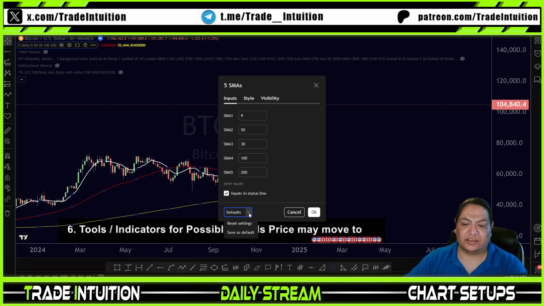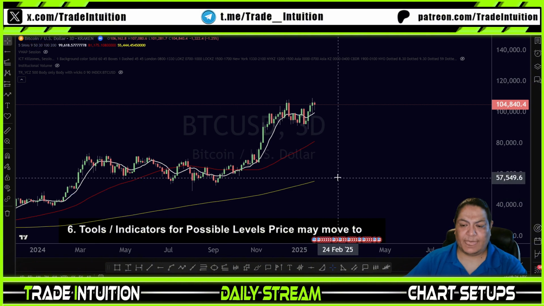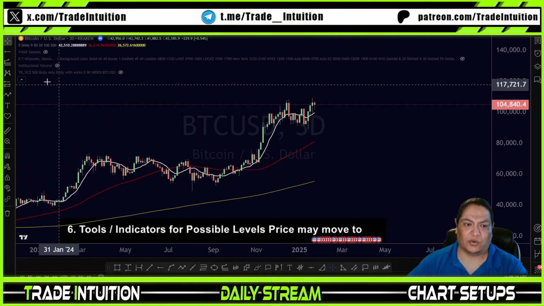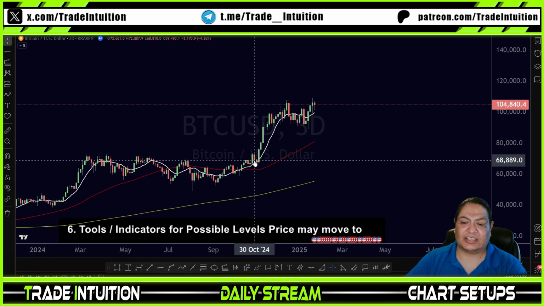Then we'll come down here to defaults, and you can save it to your defaults. These are the colors that I use. And I always have this off because this annoys me. There we go. Again, clean. So now we're going to say, okay, what does this show us? This shows us the possible areas that the price action might return to.